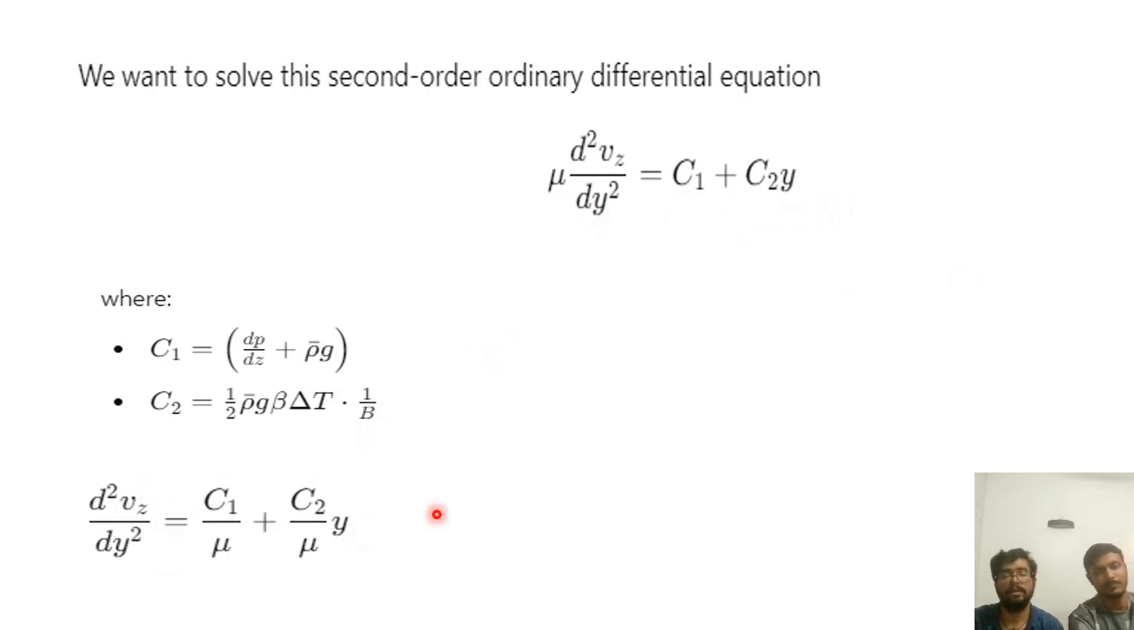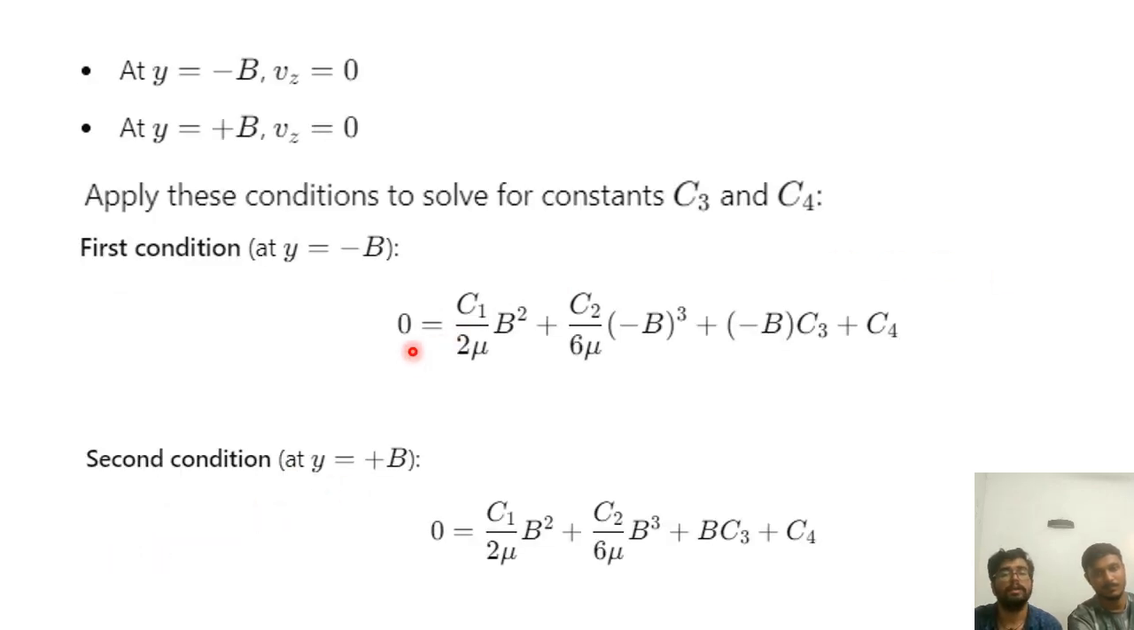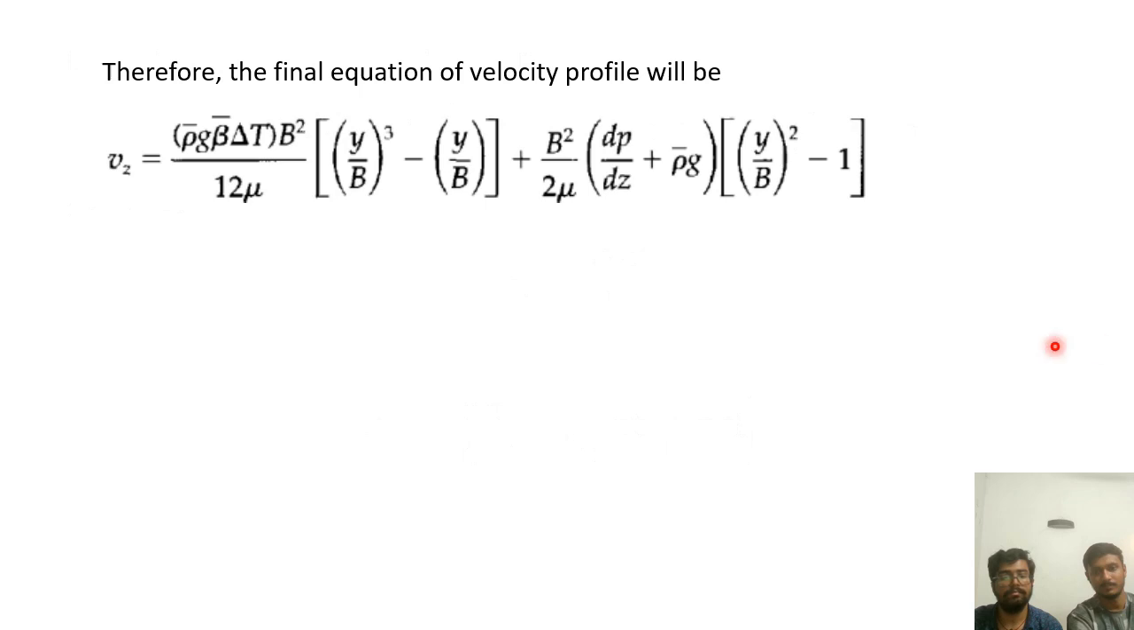And we integrated this. And after integrating, we again got two constants, C3 and C4. Next, we applied the no slip boundary condition, and after that we again got two equations. First, we subtracted both these equations, and we got the value of C3, and after adding both these equations, we got the value of C4. Next, we substituted all the constants, and we got our final velocity profile equation.